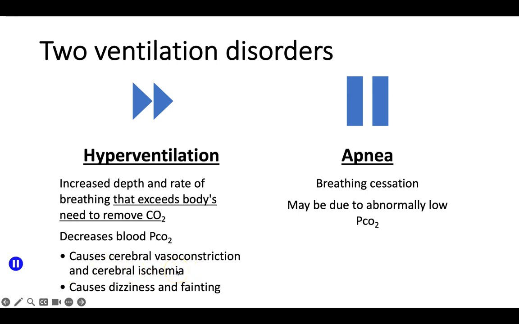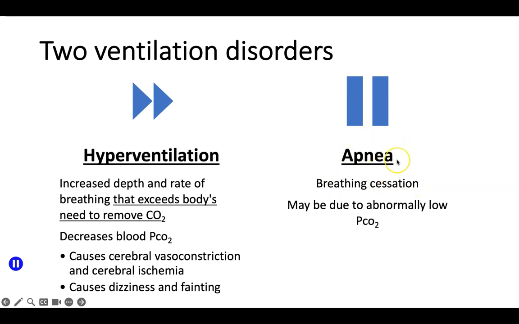Because of that cerebral ischemia, the lack of blood flow to the brain, you may start to feel dizzy and you may even faint. So that's usually the end point for hyperventilation. If you can't take care of it consciously, your body will take care of it by forcing you to faint. Apnea would be complete cessation of breathing. So breathing completely stops. That's called apnea.